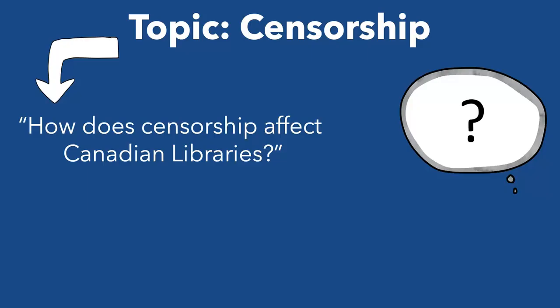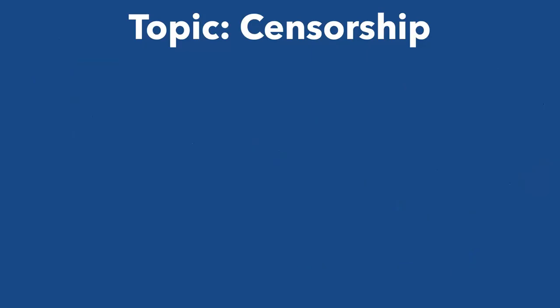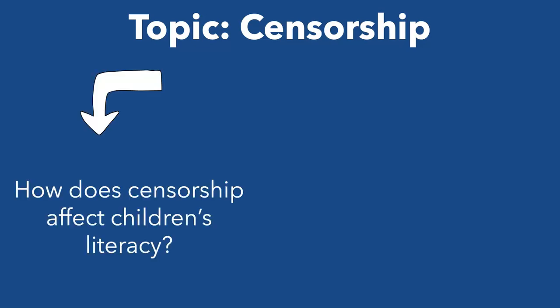Another way to narrow your topic is by looking at it in relation to social, political, or economic issues. You might ask, what laws protect citizens from censorship? You could also narrow your topic by considering a specific population group, such as students, Indigenous people, children, or people working in a profession. For example, how does censorship affect children's literacy?